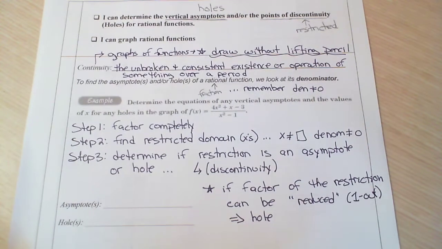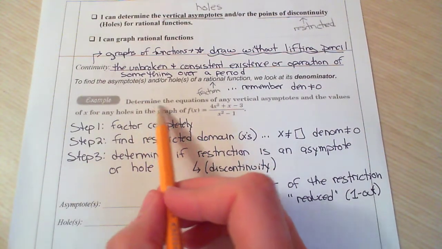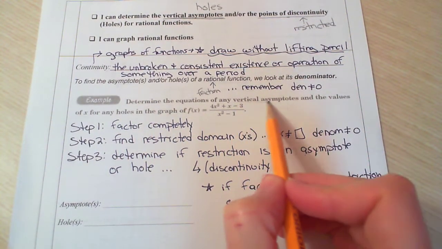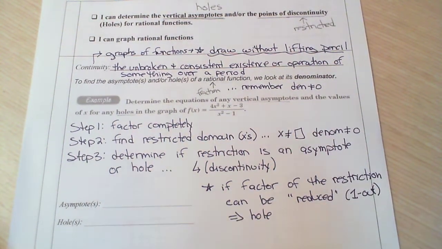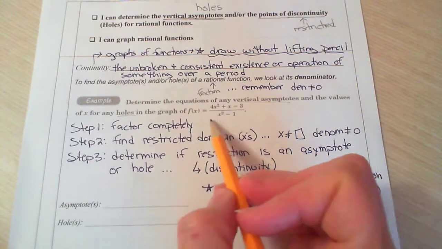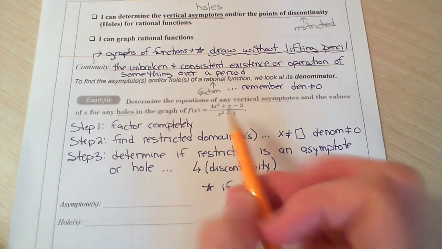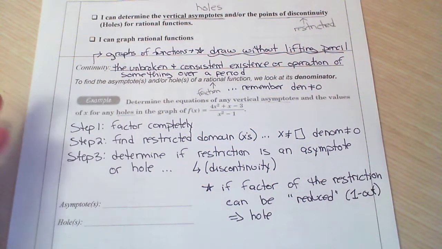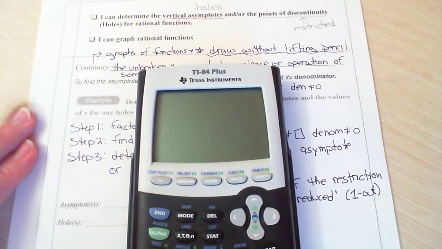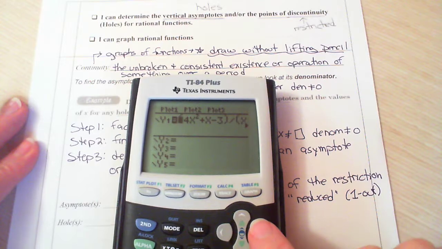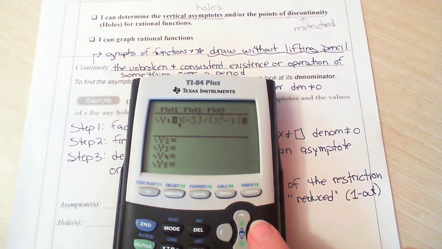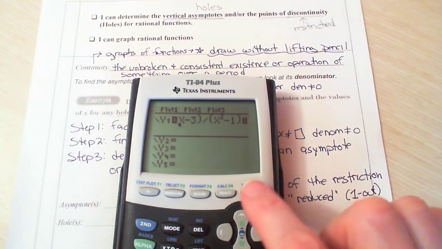So this first example says determine the equation of any vertical asymptotes and the values for x for any holes. So we're going to find both in this example. This is our function. Now I'm going to show you, before you start writing these steps, that I put this function in my calculator. So here it is punched in. If you're putting it in, make sure you put your numerator in parentheses and then divide, and then your denominator in parentheses.